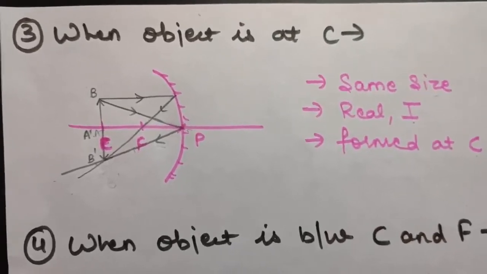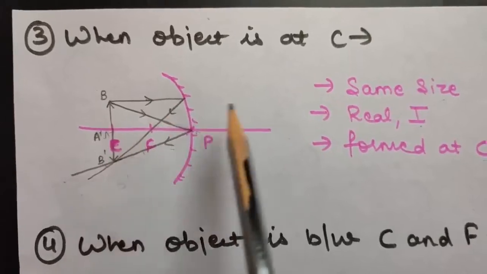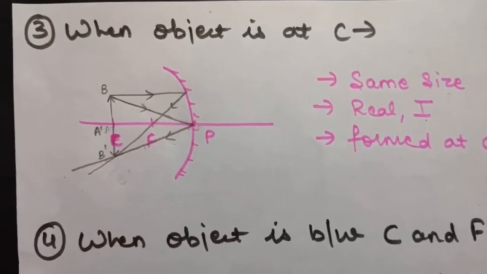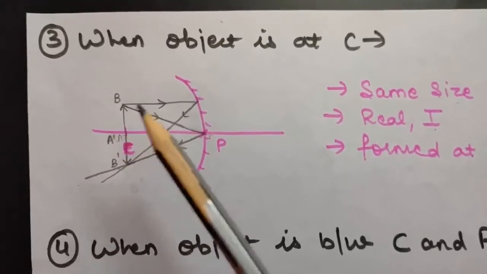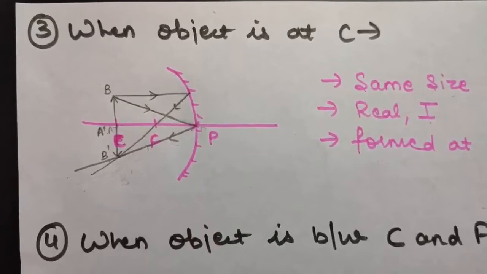Okay. And one more thing, in ray diagrams, arrows are very important. If you only draw the rays and you do not draw the arrows, then your ray diagram is completely wrong, because from the arrows only we come to know which one is incident ray and which one is reflected ray.